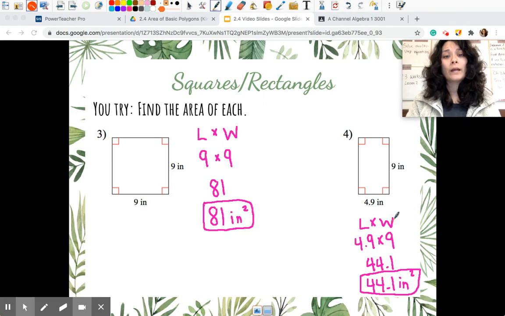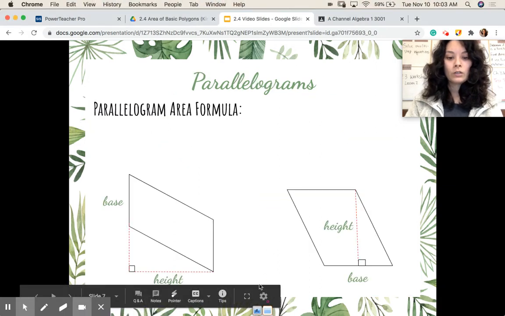Number 4 is a rectangle. It's not a square because we have different lengths here. So we're going to use the same formula still, though, length times width. And it doesn't matter the order in which you multiply these two numbers. You could do 4.9 times 9 or 9 times 4.9. It ends up giving you the same answer no matter what, which is 44.1. And just make sure that you include your squared units. So hopefully those weren't too difficult.